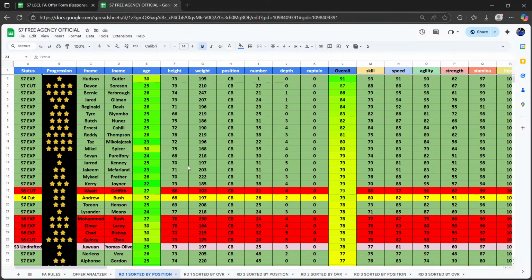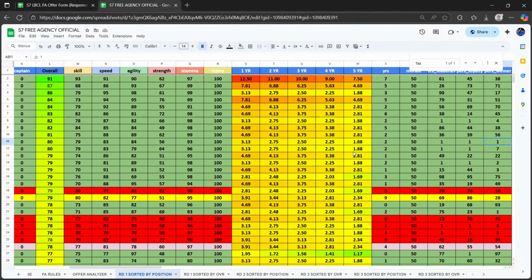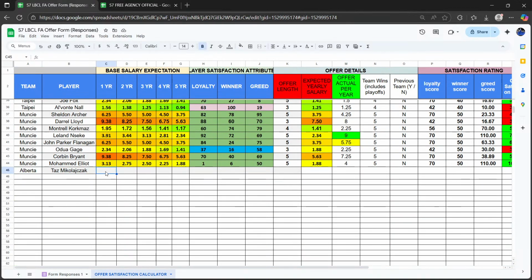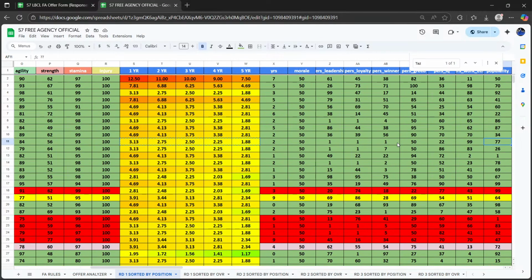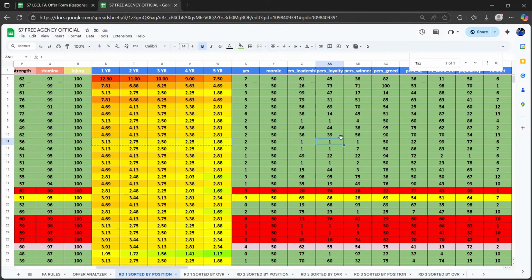So today Alberta put in on Taz, whoever that is. Come in here, round one. Let's look up Taz. There's Taz, McColashak. Double check this is round one. Come over here. Make sure you're on the right line. We're going to copy that into here. And then we also need over here the player's loyalty through greed.